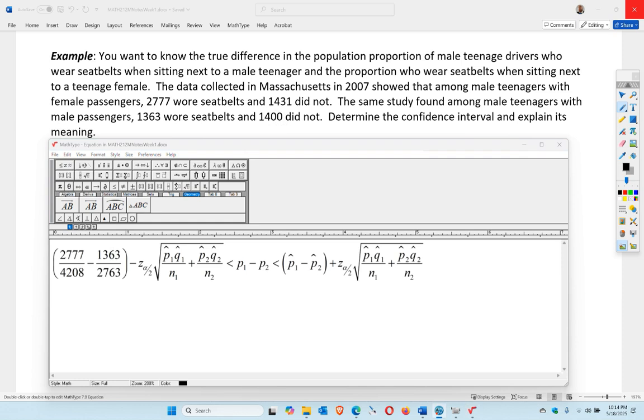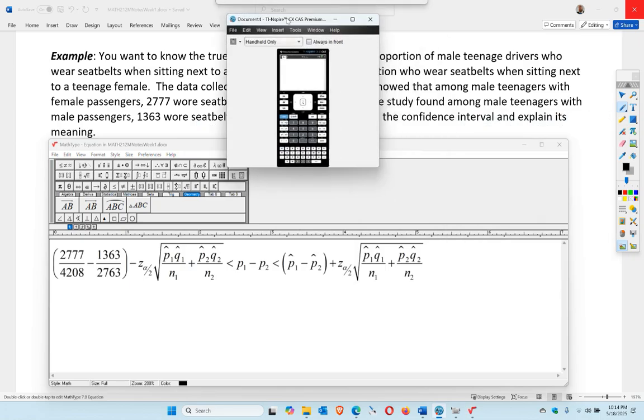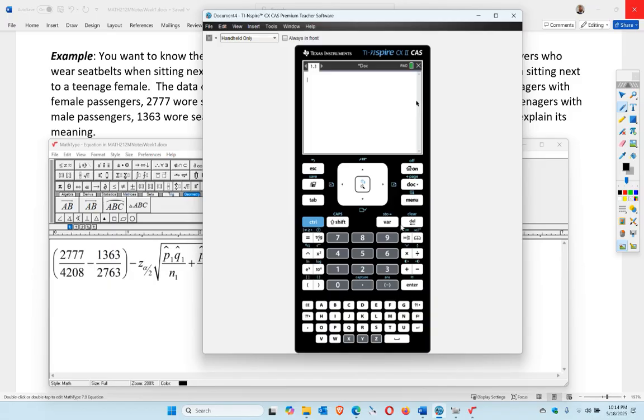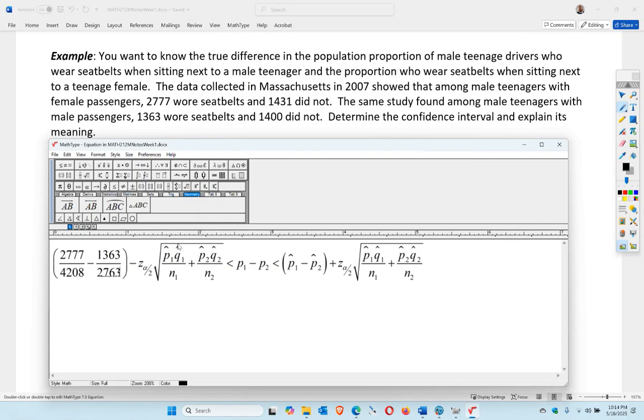So if I do a little bit of math real quick. Alright, so 1277 divided by 4208 and 1363 divided by 2763. Okay, so if I do it that way, it's going to be a positive answer. The other way would give me a negative answer, so that's fine. Okay, so we want to take those now and put them up here.